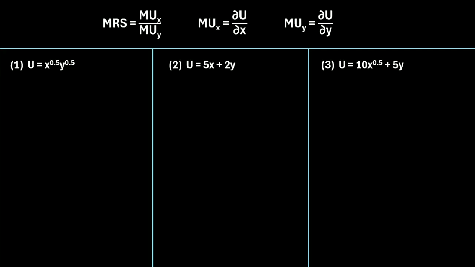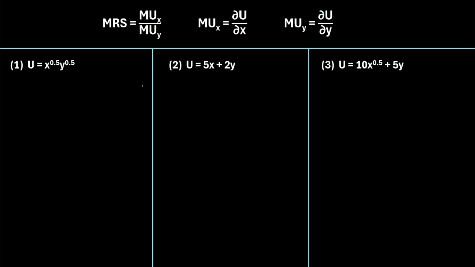In this video, I will explain how to calculate the marginal rate of substitution given a utility function. If you are given a utility function, you can calculate the marginal rate of substitution, abbreviated as MRS, by simply taking the marginal utility of x and dividing that by the marginal utility of y. The marginal utility of x is calculated as the derivative of the utility function with respect to x, and the marginal utility of y is simply the derivative of the utility function with respect to y.